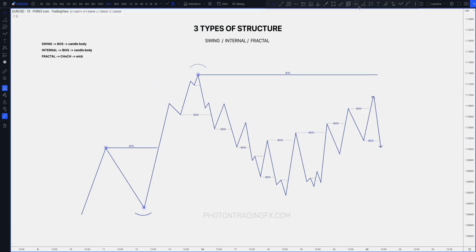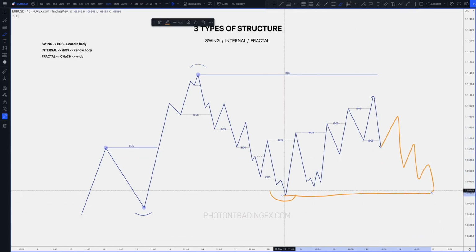And now what we can expect is that this low here, this larger low, or this swing low that tried to form, is likely weak. And what we can expect now is that this bearish internal trend will continue until it takes out this swing low. Or sorry, it's not a swing low yet, but this larger internal low. Okay, hopefully that makes sense.